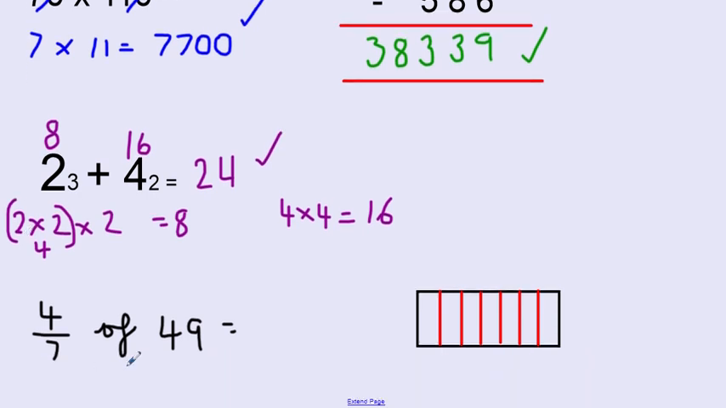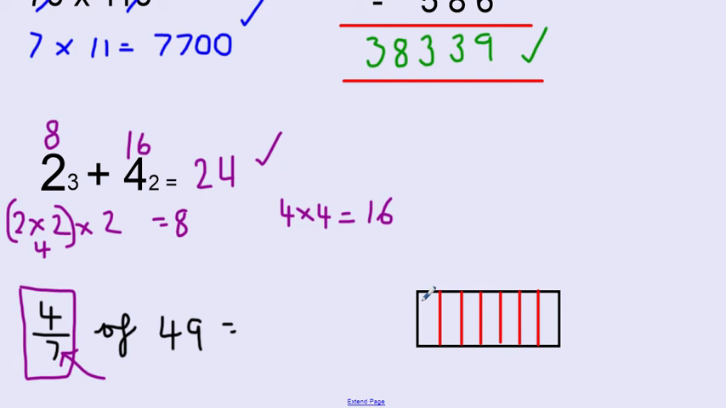Okay, the final question then, number 5, was 4/7 of 49. Now I just want you to think about this part of the question first of all. 4/7. We know the denominator, or the number on the bottom, represents the whole. So I've got a whole chocolate bar over here for us. And we know this whole has been split into 7 parts. 1, 2, 3, 4, 5, 6, 7.